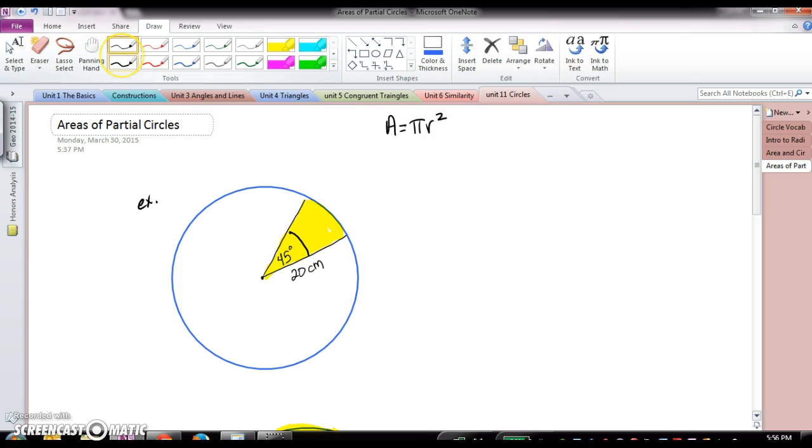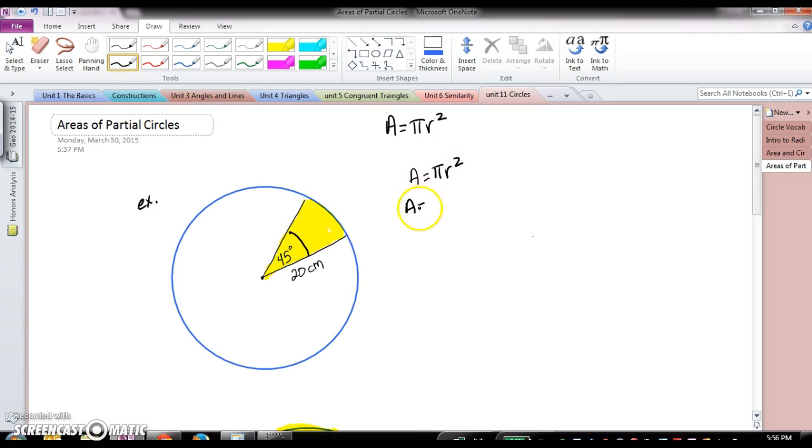So for the first one, we're not interested in the area of the entire circle. We're only interested in that yellow part, that sector, that part that's shaded there. So problem is I don't have a formula for that. I don't have a formula that just gets me an area of part of a circle. So I'm going to start with what I know. I know the formula for the area of an entire circle is pi r squared. So let's just start with that.